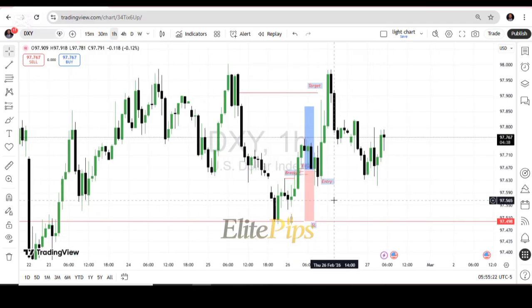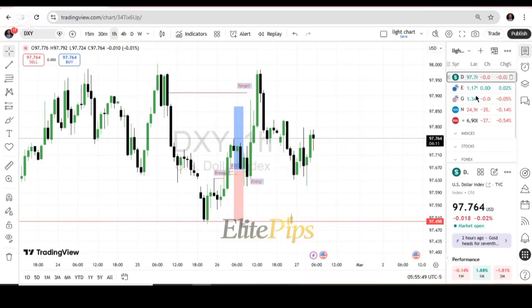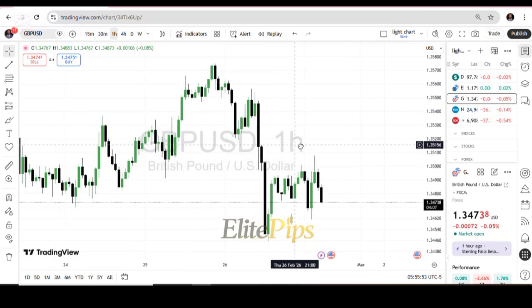Now today I want to show you, this is DXY, that is the dollar index. I'll be showing you correlation analysis, where you analyze your market on the DXY or the dollar index, then you go to the other pairs, which are GU, GBPUSD, or EU. For example, let's check GU. You can see the GU sold yesterday.